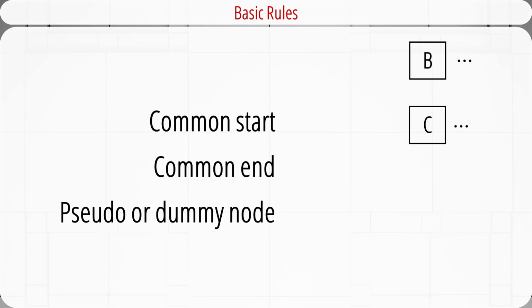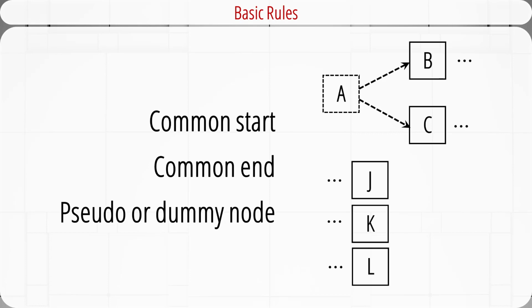In this example, we originally have two starts, B and C. We introduce a dummy node A as a common start, so the project has only a single starting node. In this second example, we originally have three ends, J, K, and L. We introduce a dummy node M as a common end, so the project has only a single end node.